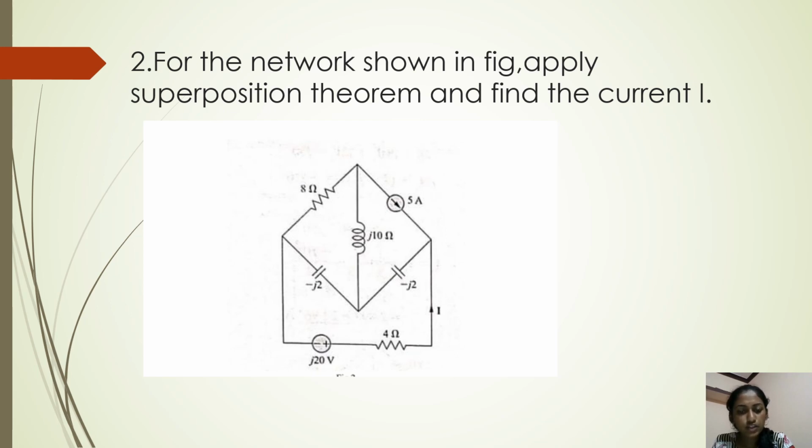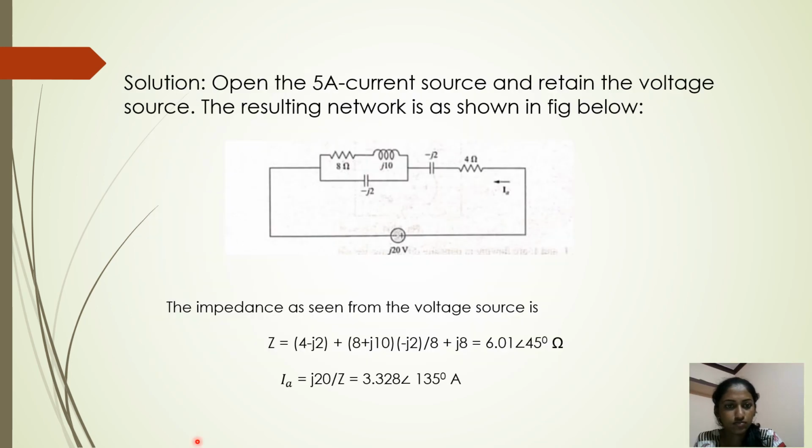So this will be the circuit. We need to find the current I in this circuit. We are modifying the given circuit by opening the 5 ampere current source. The resulting circuit is shown in the figure below. We need to find Ia here. So to find Ia, we need to find the impedance.